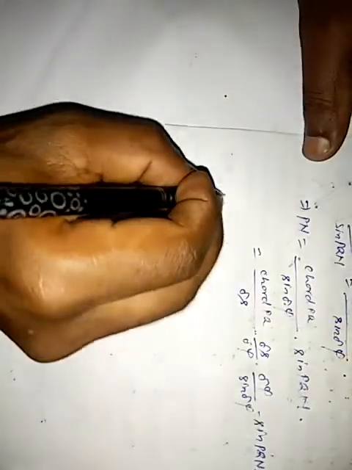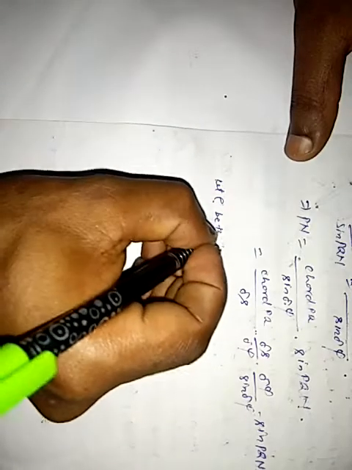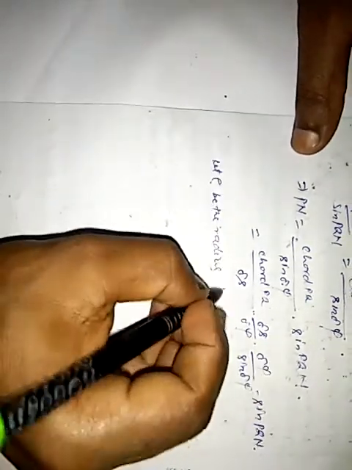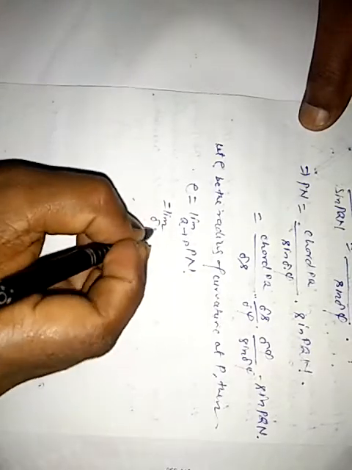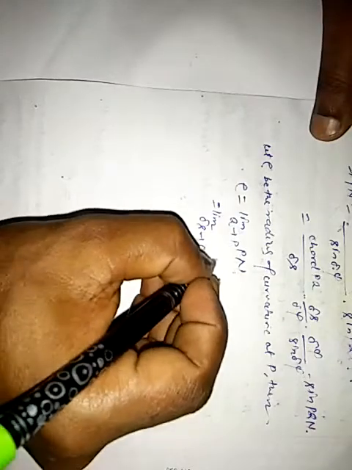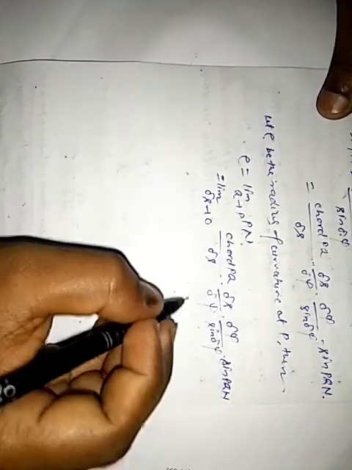Let rho be the radius of curvature at P. Then rho is equal to limit Q tends to P of PN, which implies limit delta s tends to 0 of chord PQ upon delta s into delta s upon delta psi into delta psi upon sine delta psi into sine PQN.